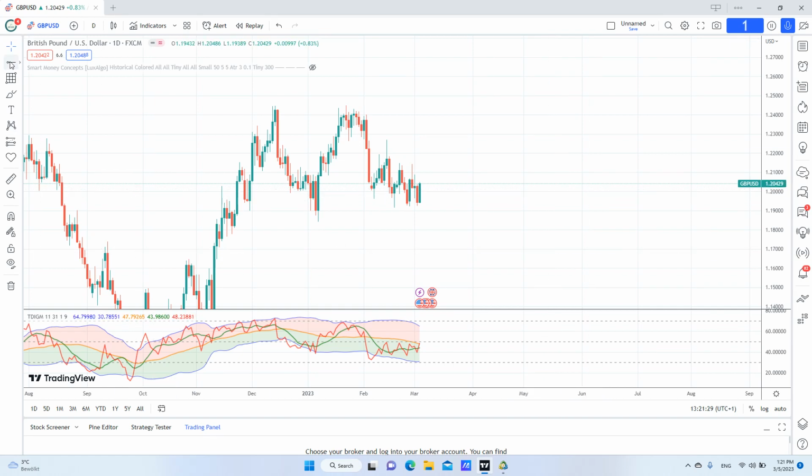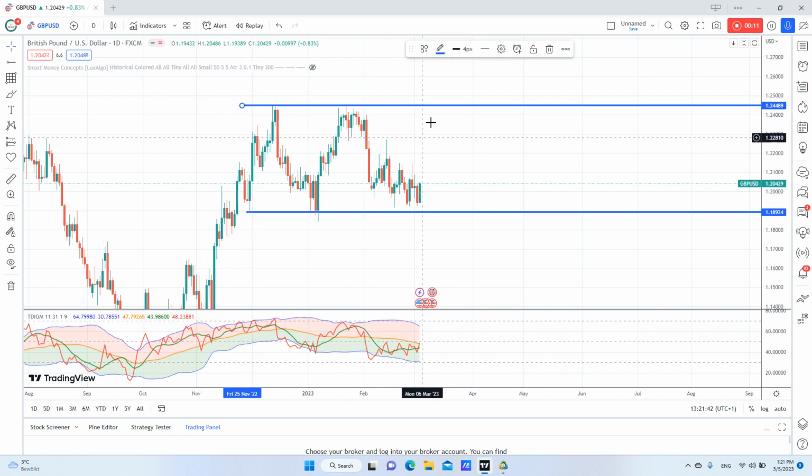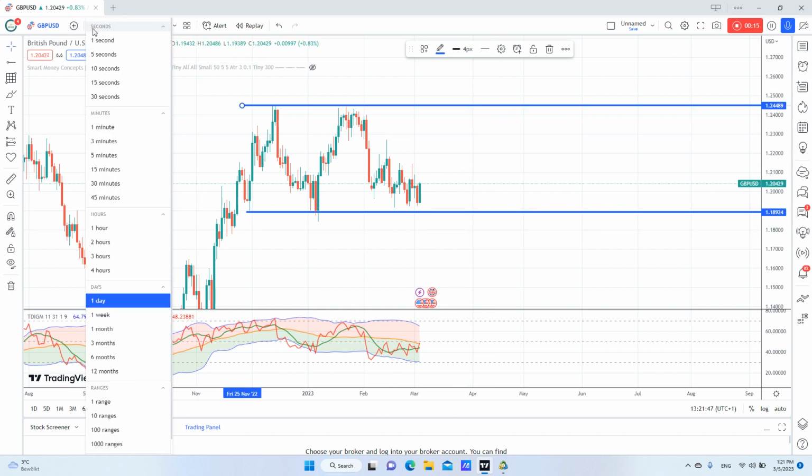Hi again. Today we will analyze the pound USD chart. We're looking at daily chart. What we can see here is here we have our support and here we have our resistance. So we are in a range and we don't know if we are going up or we are going down. So we will look at lower time frames.